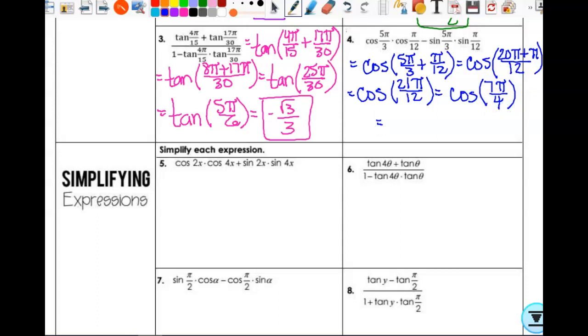All right, what's the cosine of pi fourths? Square root of 2 over 2. 7 pi fourths is in which quadrant? Fourth. And in the fourth quadrant, cosine is positive. So it's square root of 2 over 2.